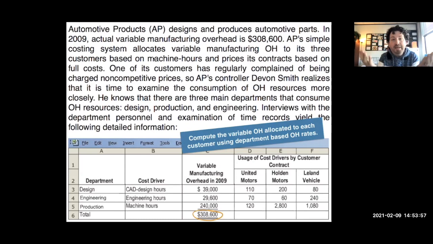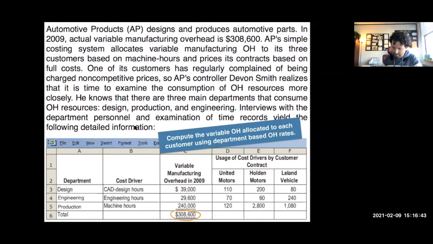What is happening under simple costing? Which product is undercosted? Which product is overcosted? Okay, which one's subsidizing the other, in other words. Okay, so think through that process. Don't just calculate the numbers. Think about it, okay? All right, so now we're using activity-based costing to allocate our total amount of overhead cost.